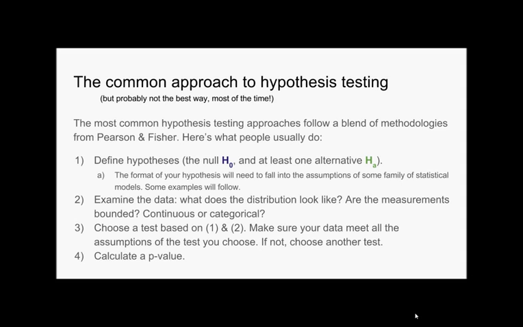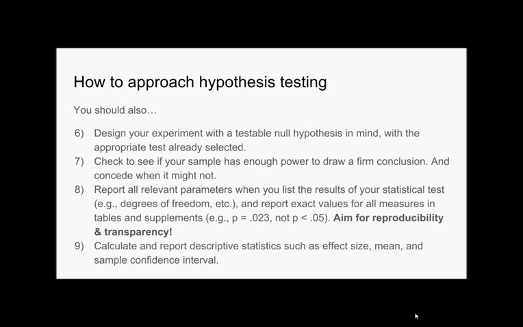Now, you should also do these things. And people are not always going to do these following things, but it's important to think about. So you should actually be designing your experiment with a testable null in mind. And when you have that null in mind, you should have the appropriate test already selected so that you can design your experiment with the appropriate parameters to actually fit the test. Then you can check to see if the sample you're going to draw has enough power to draw the conclusion that you want. And this involves a little bit of guesswork, but you can completely concede in your discussion or your methods when your sample might be a little too small or underpowered, and just admit that that's true because everybody knows that's part of the scientific process.